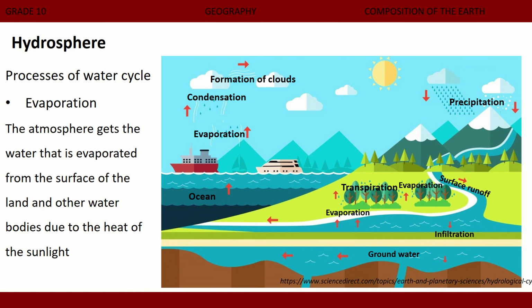Dear children, we will discuss the process of the water cycle one by one. First, evaporation. The atmosphere gets the water that is evaporated from the surface of the land and the other water bodies due to the heat of the sun.